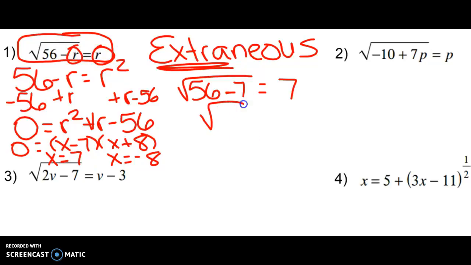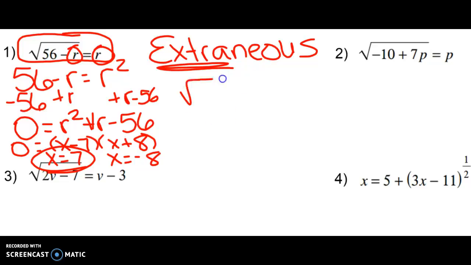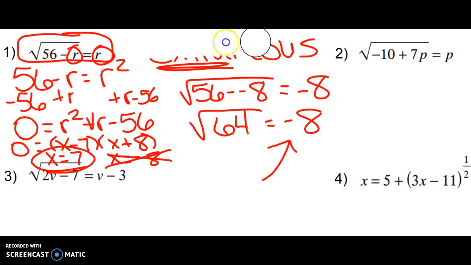So 56 minus 7 is the square root of 49. Square root of 49 is 7. So that works. So x equals 7 is definitely a good answer. Let's go plug in negative 8. So square root of 56 minus negative 8 is equal to negative 8. So that's the square root of 64 is equal to negative 8. Technically, yeah, negative 8 works, but you want it to be a positive 8 here. So negative 8 is an extraneous solution and it doesn't work. So the only right answer is 7.